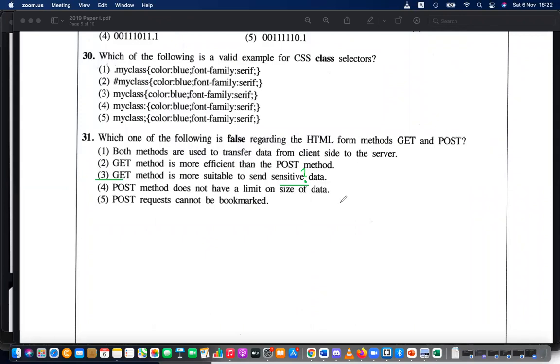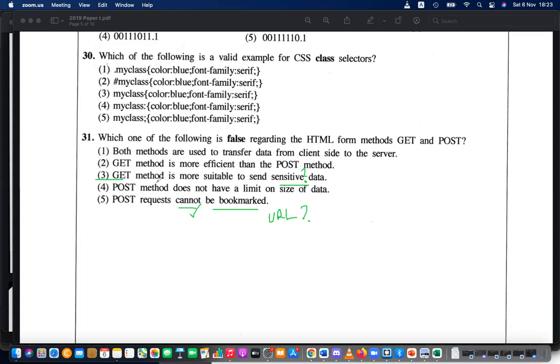POST method does not have a limit on the size of data. Yes, with POST you can send a lot of data. It depends on your memory and the capability of the server, but not on some other technology. So it's not having a limit. POST method cannot be bookmarked. Bookmark means you can remember the URL. Can you remember this as a URL? No, so that is true. It cannot be kept as a URL because POST is sending data secretly, so you cannot bookmark the URL.